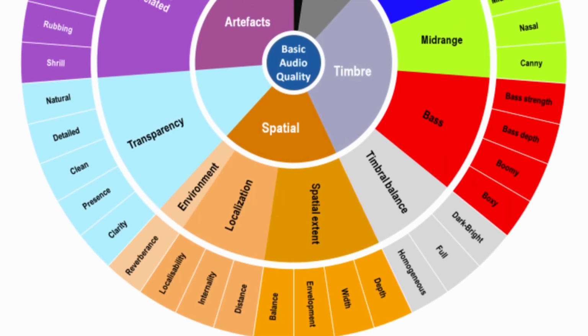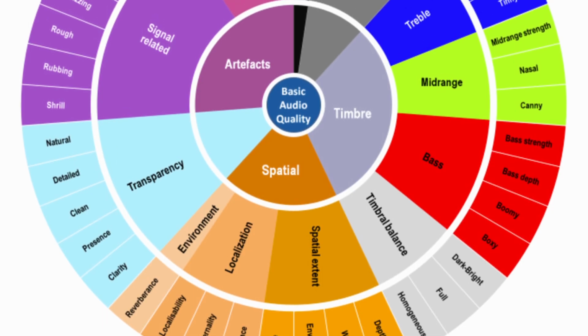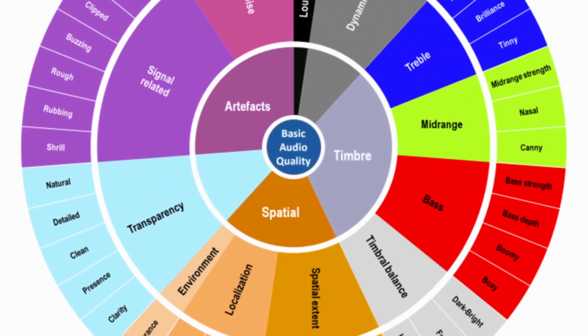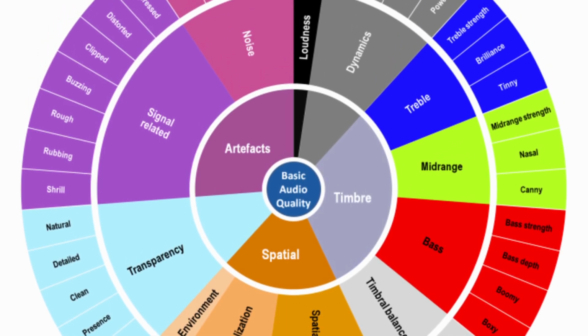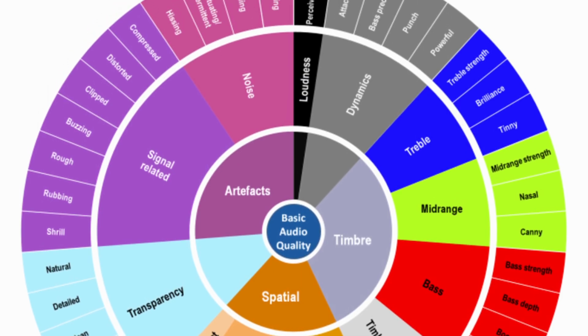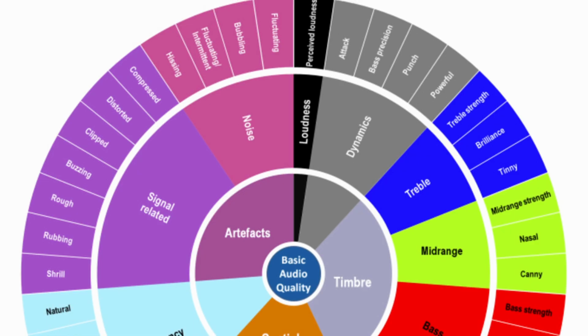That's it. That was the 56 terms defined by the ITU. You now know the terms and can recognize many of them on the wheel presented right now in front of you. Remember that there are 6 dimensions of sound: loudness, dynamics, timbre, spatial, transparency, and artifacts. Let's take a second to appreciate this system: a full method to communicate about sound.